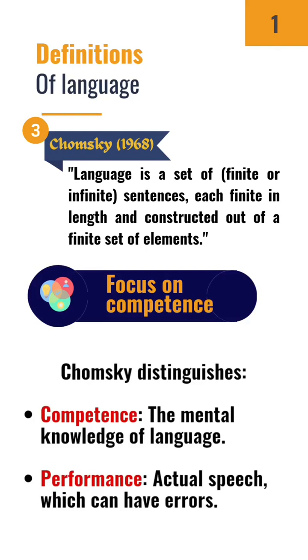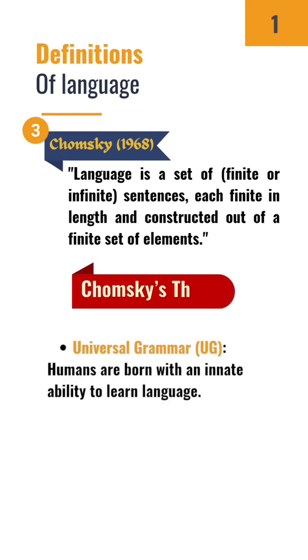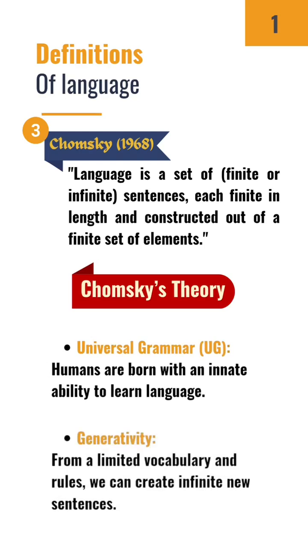Another point to take into consideration is that Chomsky focused on competence, in which he distinguished competence as the mental knowledge of language, and performance as the actual speech, which can have errors. In this definition, he gave us two theories: universal grammar, or UG, which is about the innateness of language, i.e., humans are born with an innate ability to learn language, and generativity, which shows that we can create infinite sentences from limited vocabulary and rules.